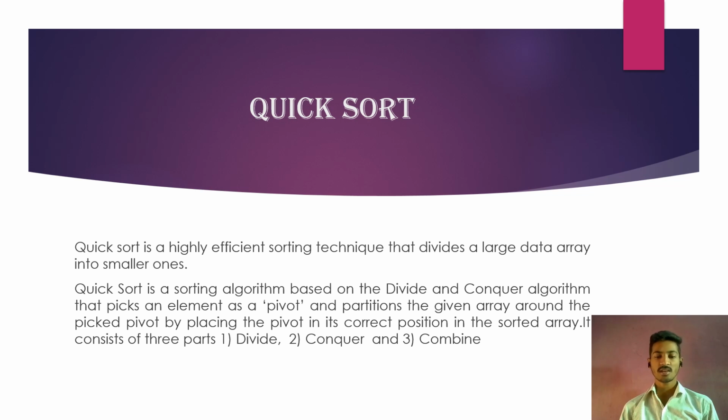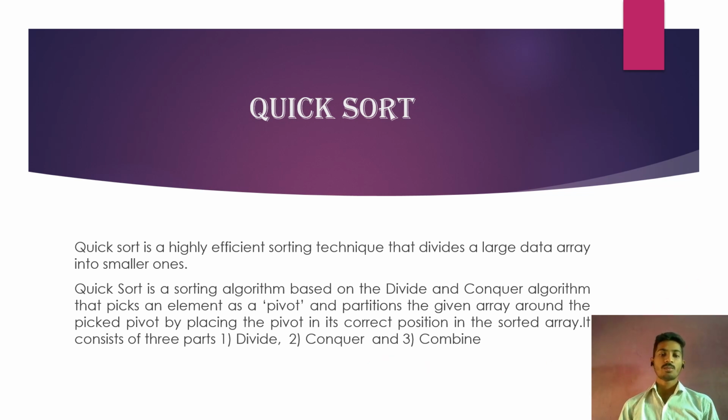How can we decide that the pivot is placed in its correct position? The elements on the left side of the pivot element must be less than the pivot element, and the elements on the right side of the pivot element should be greater than the pivot element. Then we can say that the pivot element is placed in the correct position. The process of quick sort consists of three parts: divide, conquer, and combine.